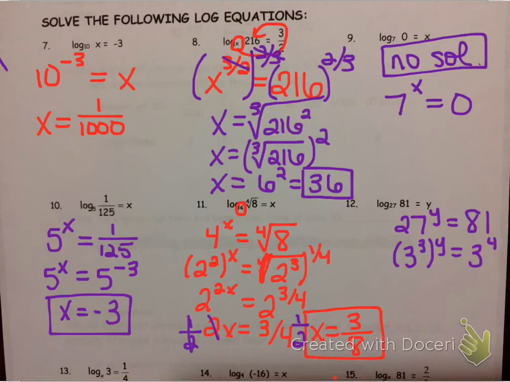Okay, hopefully you paused it, and you rewrote in exponential form, so 27 to the power of y is 81, and both sides are powers of 3. So 27 is 3 cubed, which made your left side become 3 to the 3y, and your right side just became 3 to the 4th, and you dropped the bases, and so 3y was equal to 4, which means y was equal to 4/3.